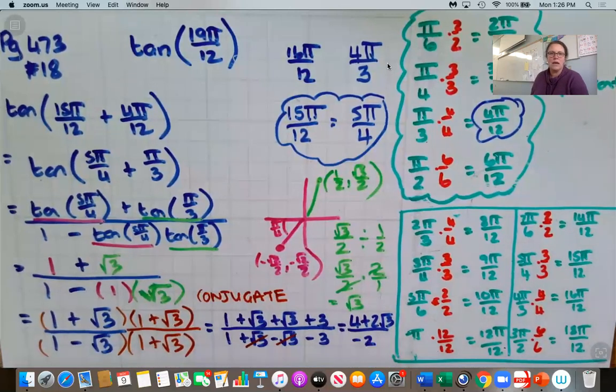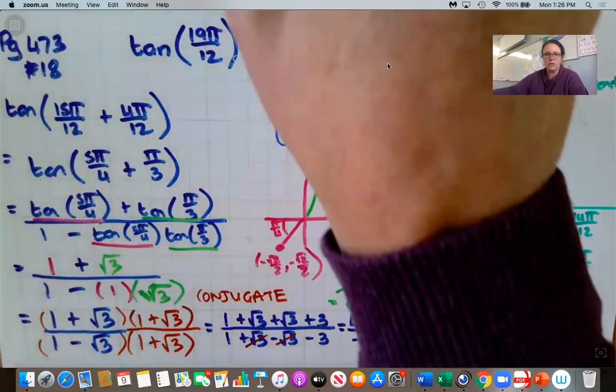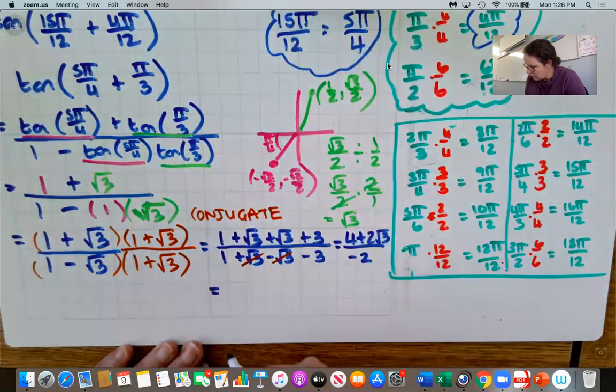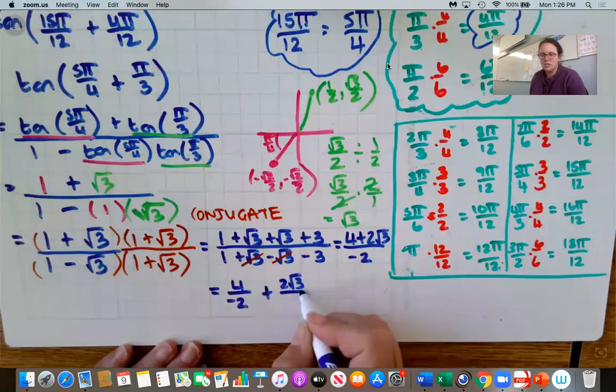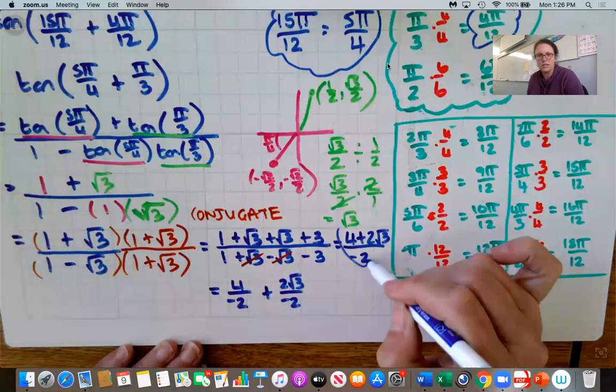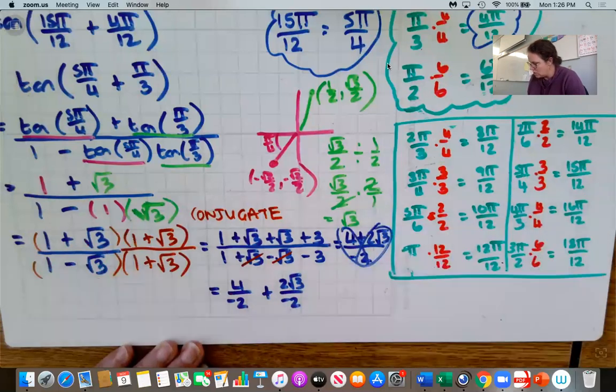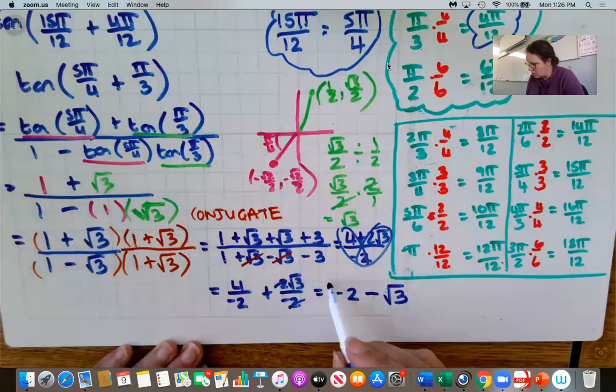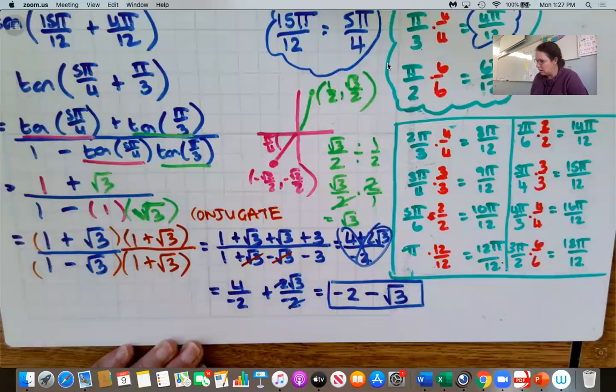I need to simplify this a little bit further, so I'm going to take my numerator and divide by my denominator. Essentially I'm just taking each of these terms in my numerator and dividing by negative 2. And so 4 divided by negative 2 is negative 2. I have a positive divided by negative, so that's going to end up being negative, and those two 2's would cancel. So I'm going to get negative root 3. So my exact answer, again, without using a calculator anywhere here, is negative 2 minus root 3.